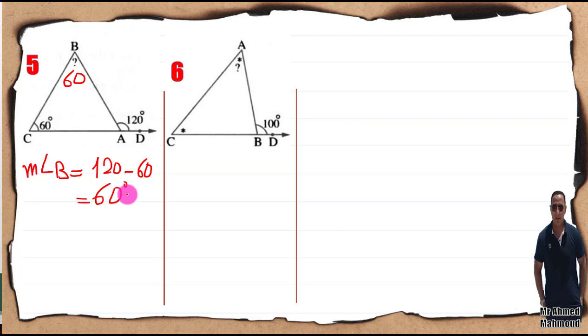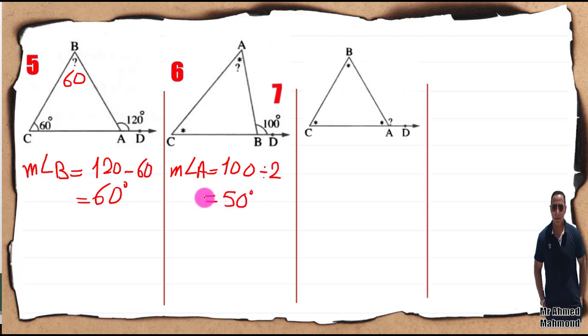Number 6. Angle ABD equals the sum of angle A plus angle C. Here angle A and angle C are equal to each other, so it's easy to find each of them by dividing 100 by 2. Therefore, measure of angle A equals 100 divided by 2 equals 50 degrees.